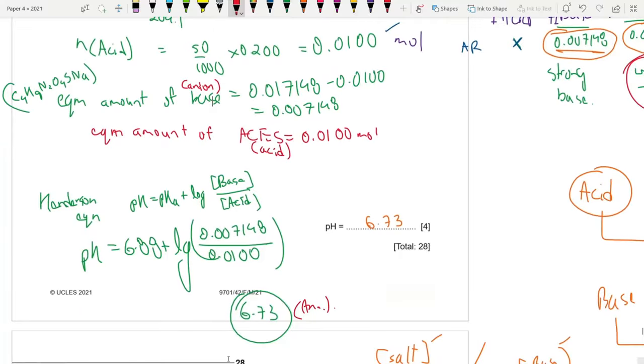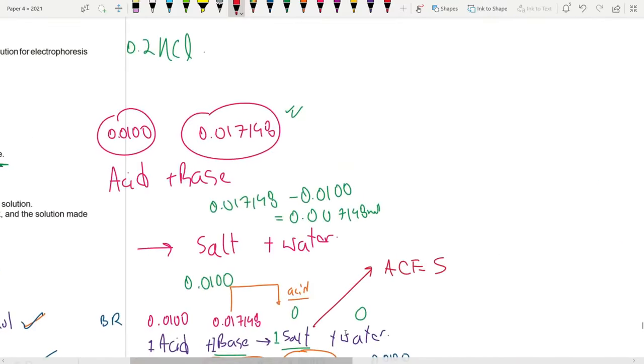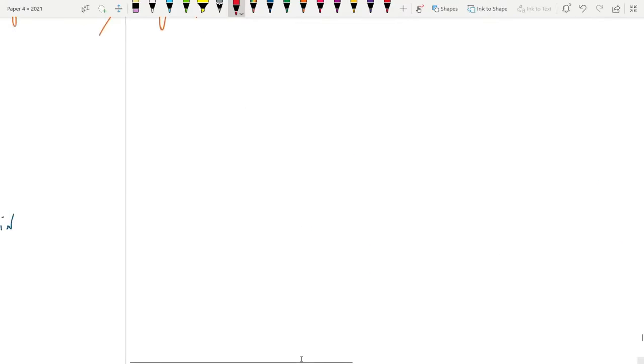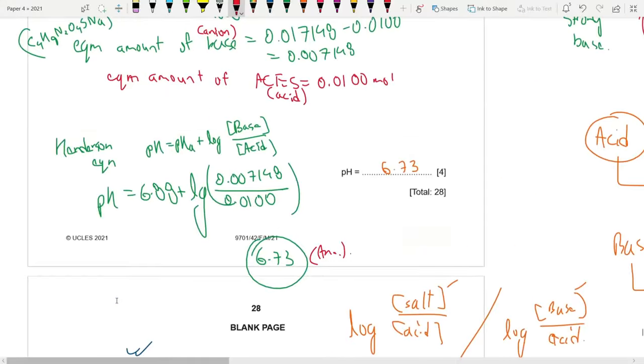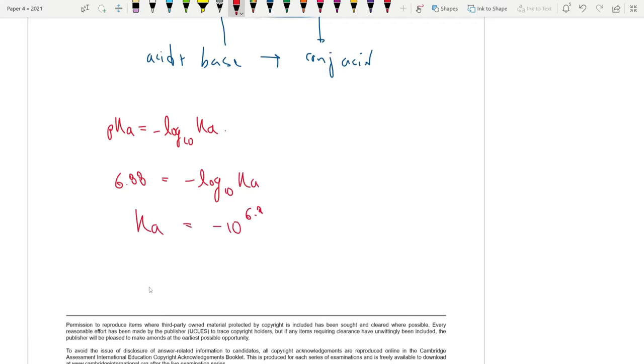What's the other option? Recently in the mark scheme they aren't using the Henderson-Hasselbalch equation anymore. They aren't using that anymore. I'll show you the alternate method that they use to find out pH. So we know that pKa is equal to minus log base 10 Ka. So 6.88 is equal to minus log base 10 Ka, or Ka is equal to 10 to the power minus 6.88. So that's 1.32 into 10 to the power minus 7. That's all.